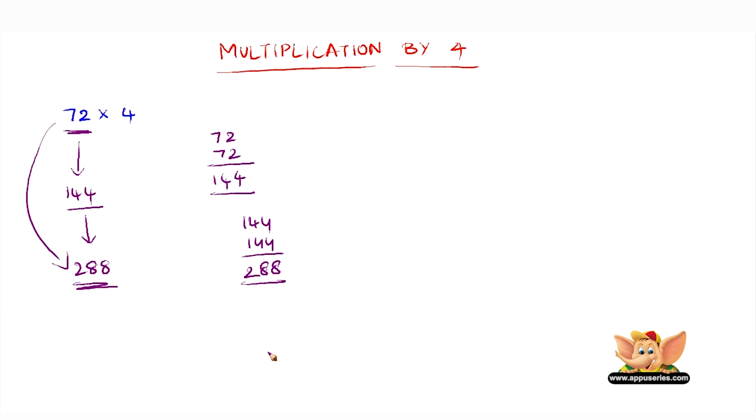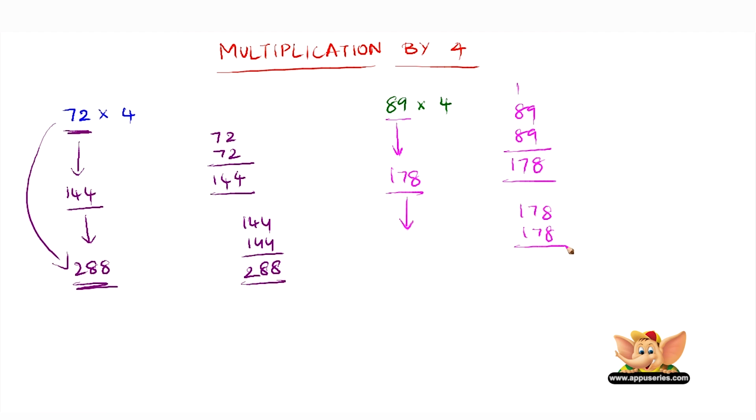Let us quickly see another example. That is 89 multiplied by 4. So double 89 twice. Doubling 89 for the first time gives us 178. Doubling 178 gives us 356. So therefore 356 is the answer of 89 multiplied by 4.